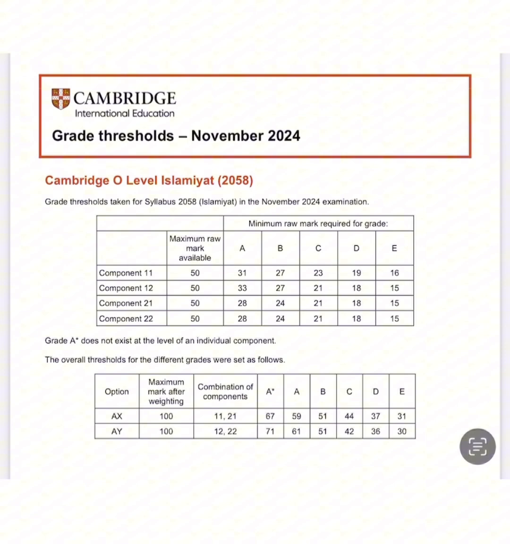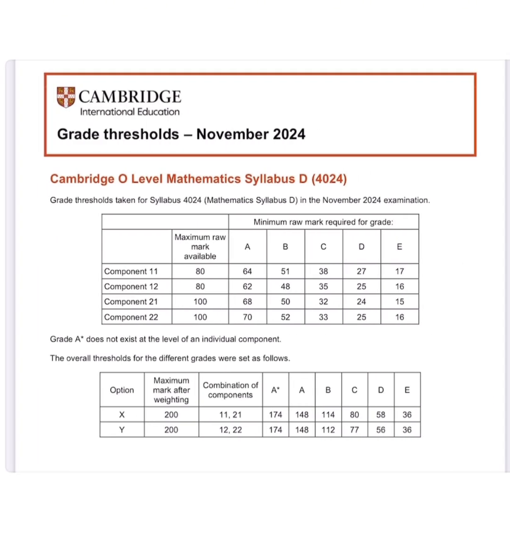Moving to the next subject, that is O-level Islamiat, and it has two components, P1 and P2. You need to score 33 marks in P1 and 28 marks in P2 to get an A, and for A star you need to score 71 marks, and 61 marks for A and 51 marks for B.